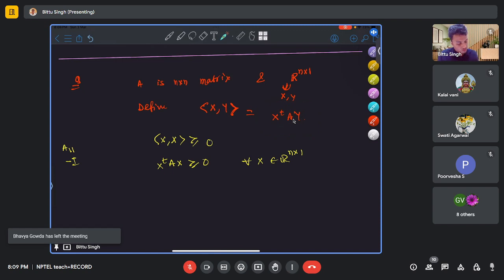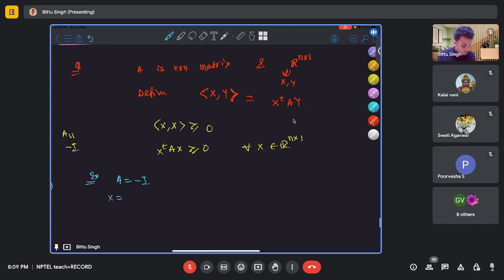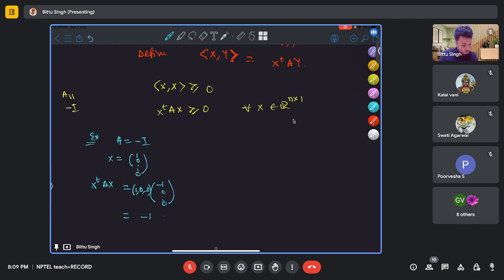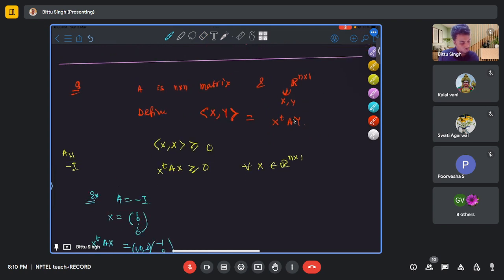For example, if A equals minus identity, then take x equal to the vector (1, 0, 0). Then x transpose A x is the same as the transpose of x, which is 1 and 0 everywhere, times minus 1, 0, 0. From here it is the same as minus 1. So this is not greater than or equal to 0. Therefore, this definition may not give an inner product.